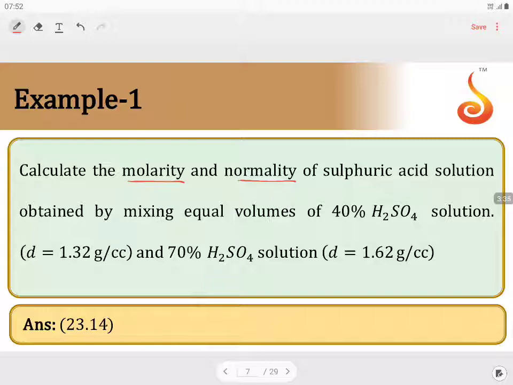I think they have taken the sum of the two, but the answer has to be 8.47 and 16.94. This has to be changed. 8.47 molar and 16.95 normal. That should be your answer.